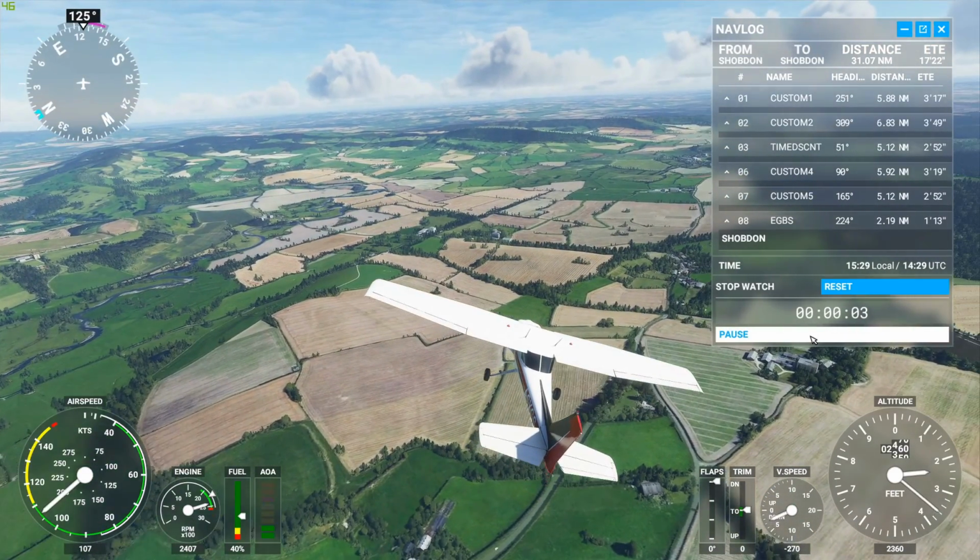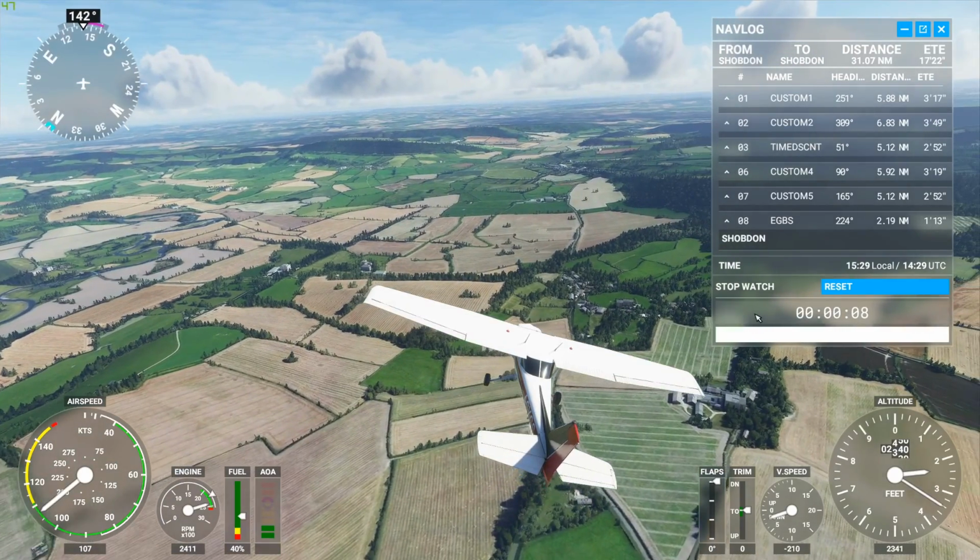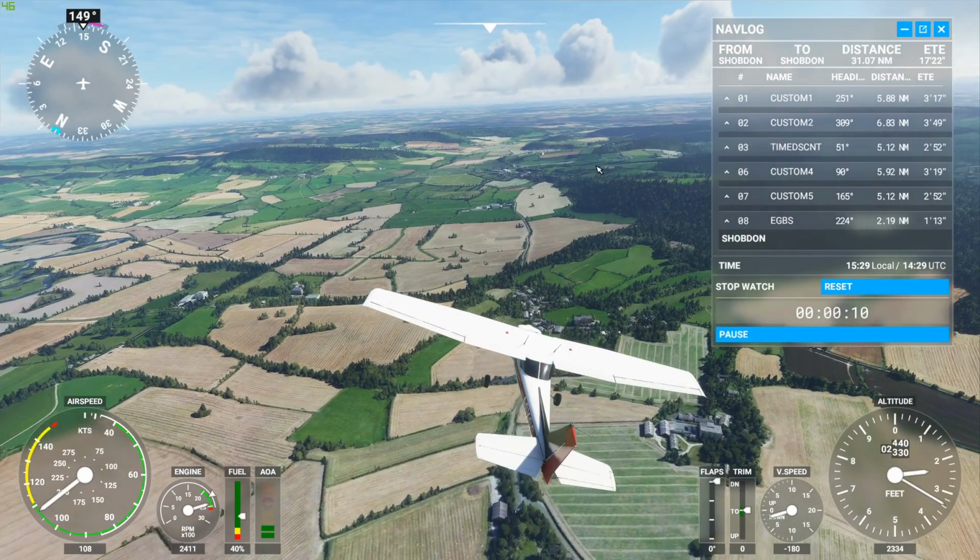Trying to get too low. And again, we're following this main road down to the airfield.